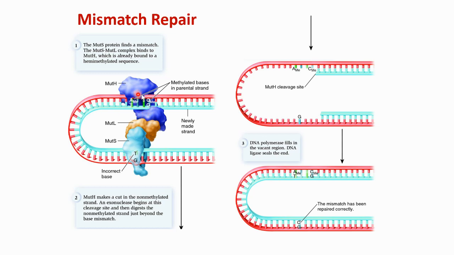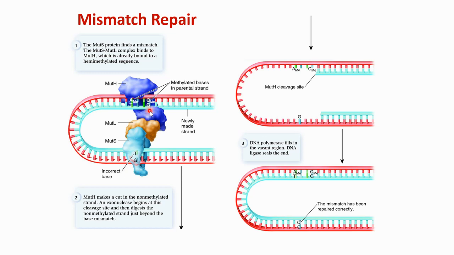It has its own recognition site in the DNA, and it can recognize which of the two strands is the parental strand and which is the newly made strand by the methylation state of the strand. Parental strands are normally methylated, and the newly made strand is not methylated. So this is how the MutH protein or enzyme can recognize that this lower blue color strand is a newly made strand, and this thymine is wrong rather than the guanine being wrong.